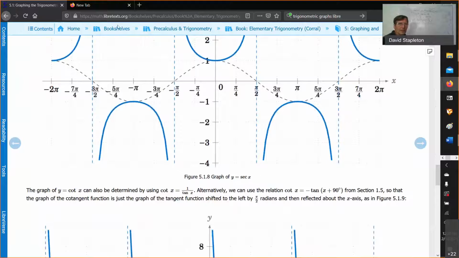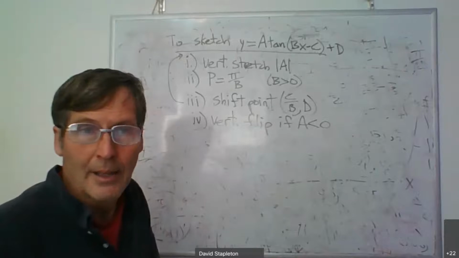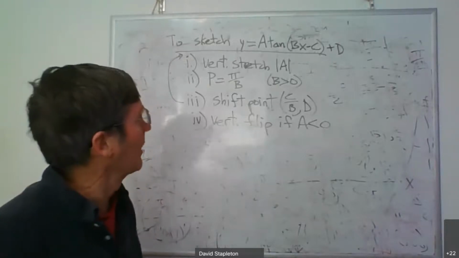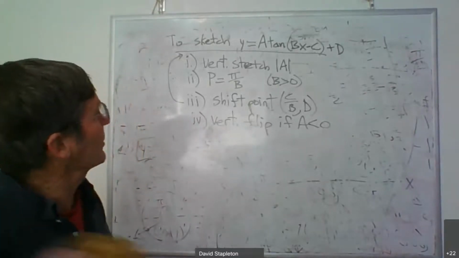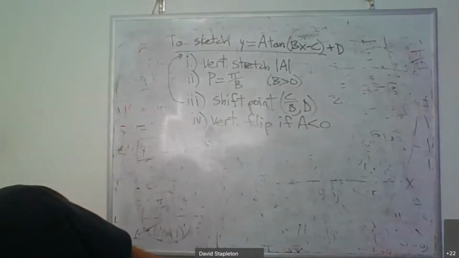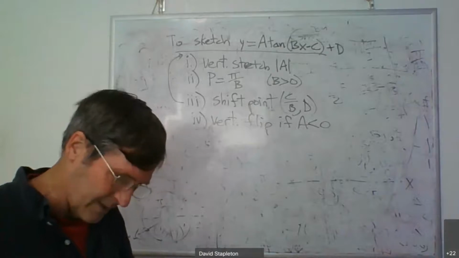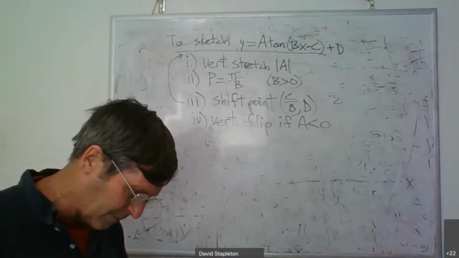All right, let's stop sharing the screen and see if I can do a problem so I don't blab all day here. Now hopefully you can see me again. Let's try graphing a tangent function using the same steps, graphing pi over b instead of 2 pi over b. And here's an example.